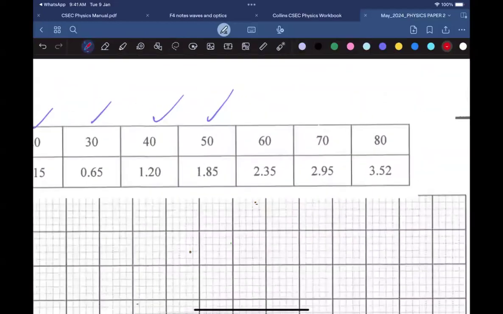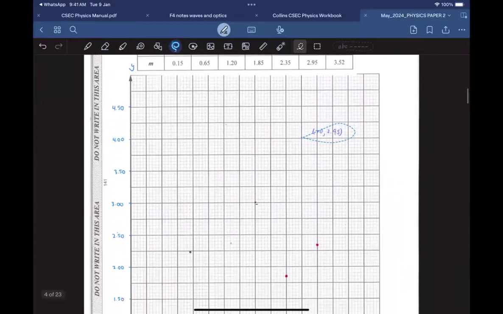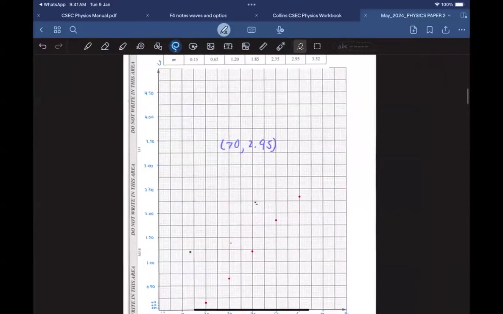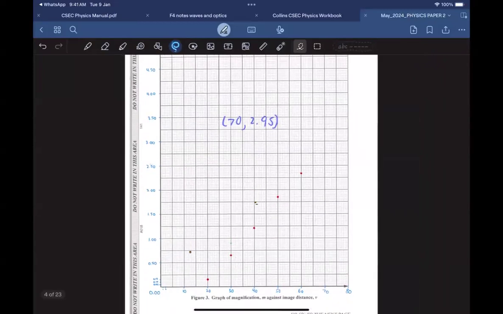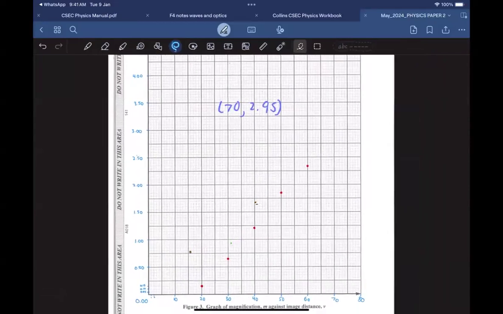Since you got two wrong in a row, I believe you can redeem yourself. One way to find out. And Justin, you handle the last point. Right, so after today we finish with lenses. No more lenses. So show me 70, 2.95. Let me see if you can do this the hard way or the easy way. 70, 2.95.